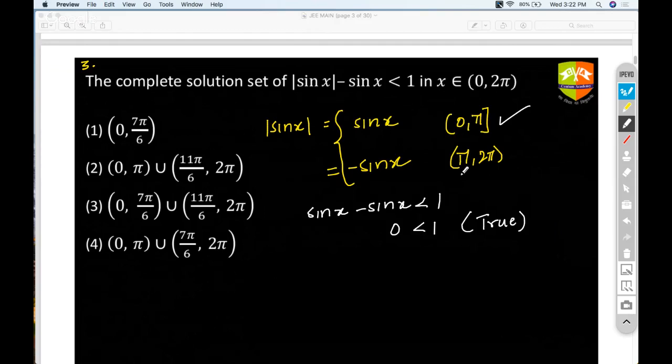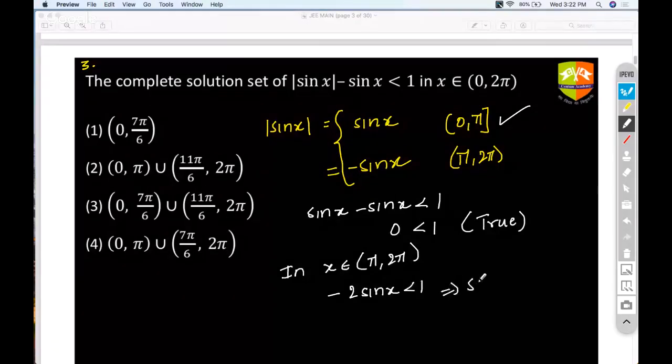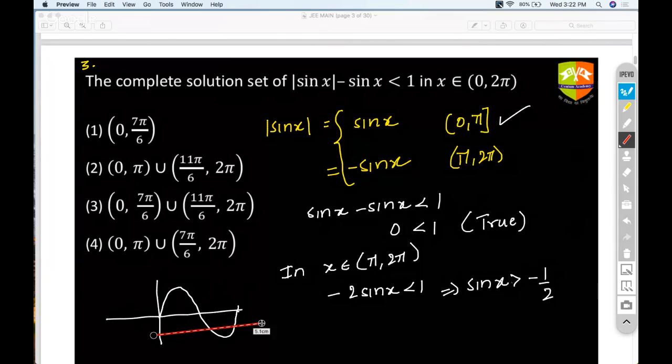Now the moment I am between pi to 2 pi, so in the interval where x belongs to pi to 2 pi, this inequality will convert itself to minus of 2 sine x less than 1. That means sine x is greater than negative half. Remember, the inequality sign is going to flip. So when you say sine x is greater than negative half and you're looking from the interval pi to 2 pi, so this is your negative half line, right?